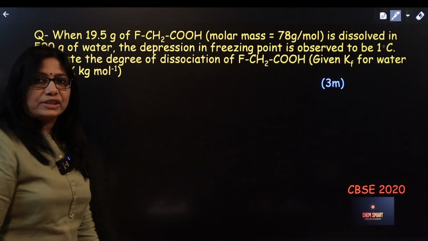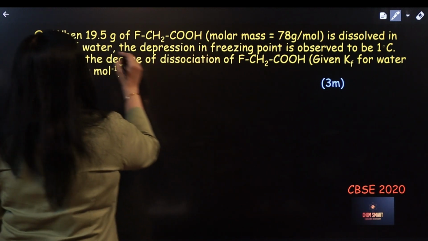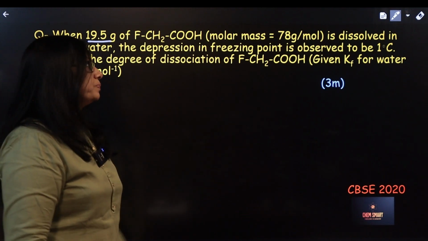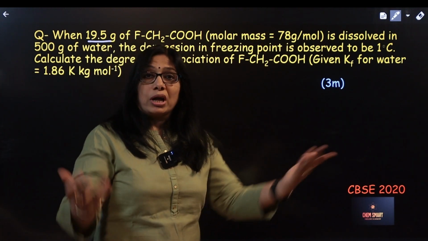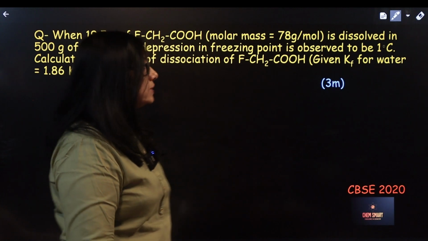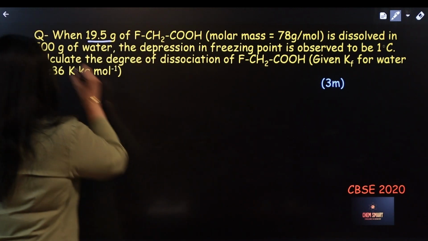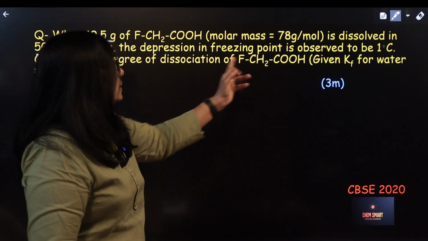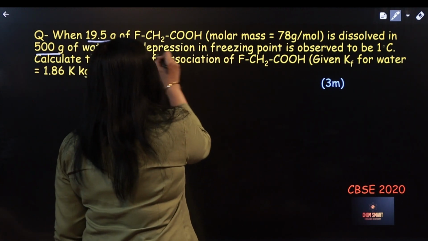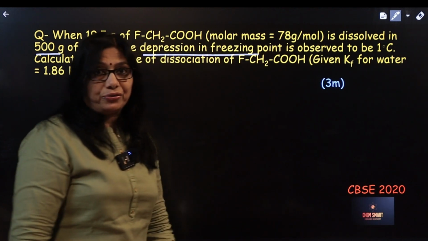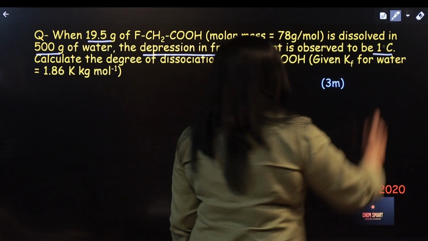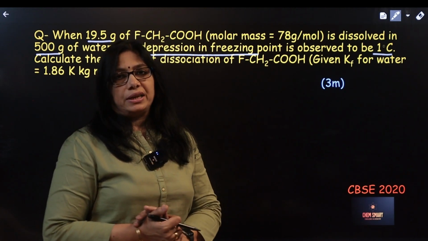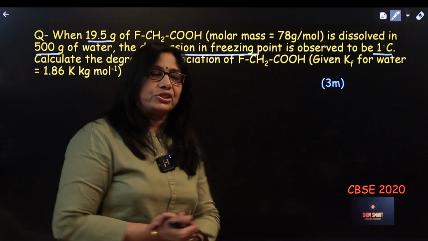It is depression in freezing point. So what all are given here? 19.5 gram of the solute. So that is W2. 78, that is the molar mass of the solute, fluoroacetic acid. Then 500 gram of water, that is the mass of the solvent water. Then depression in freezing point means it is delta Tf, that is 1 degree centigrade, and it is same as 1 Kelvin. Difference remains the same in degree centigrade and Kelvin. I have told you in one of the previous sessions.